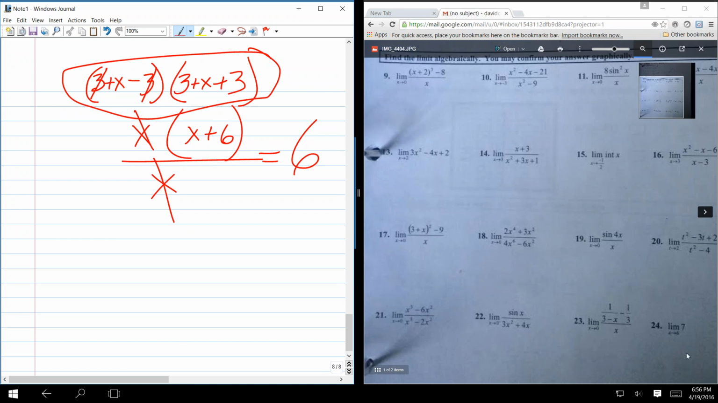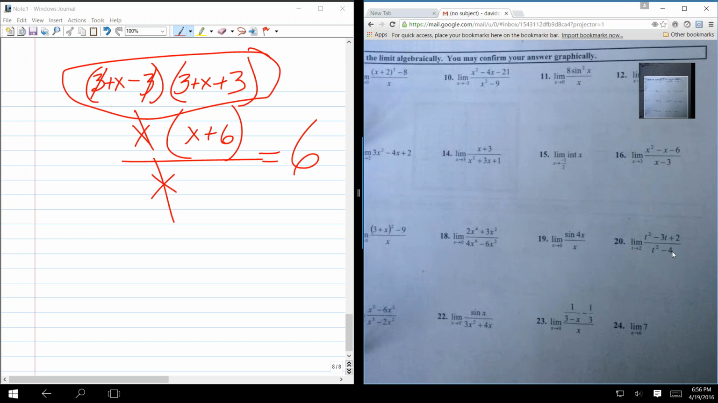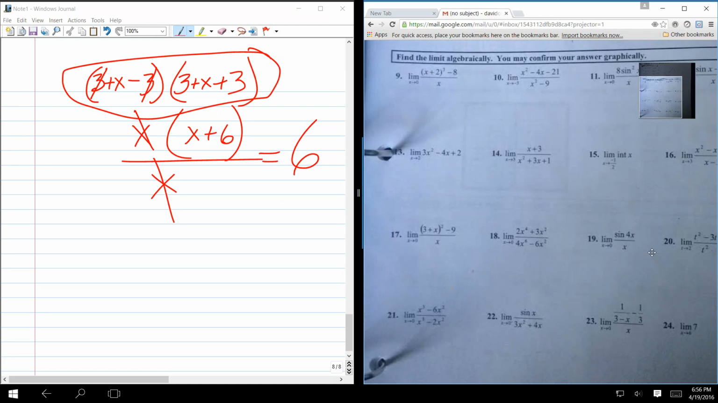20 is going to be very straightforward. You're going to factor the numerator. You're going to factor the denominator. There is a factor in common. You're going to cancel it, and reevaluate it.